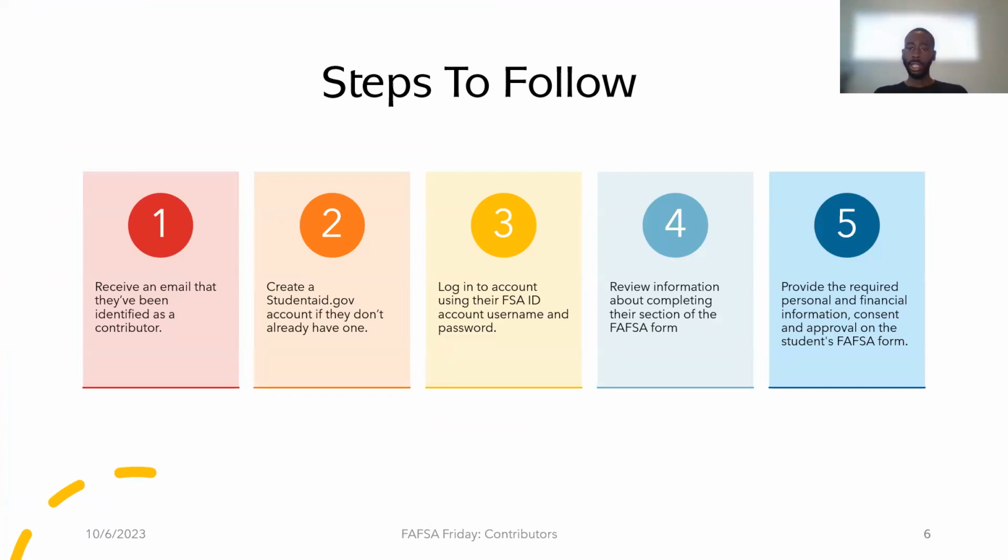So let's take a look at the necessary steps that a contributor must follow in order to successfully navigate and complete their portion of the FAFSA. So first step is they will be receiving an email that they have been identified as a contributor. Next, they will need to create a studentaid.gov account if they do not already have one. And so once they create that, they will need to create an FSA ID, which will get them into that account.